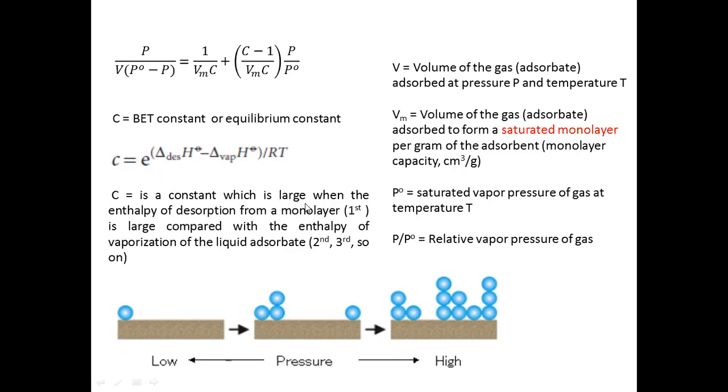It is a constant which is large. It may be large or maybe small. So when it is large, that means this factor would be greater than this. So let's suppose this is 2 minus 1, then the value would be positive. So that means the greater the change in enthalpy of desorption, the more value there should be of this adsorption constant.